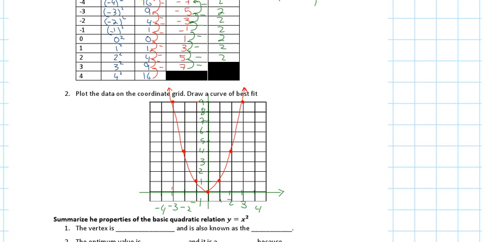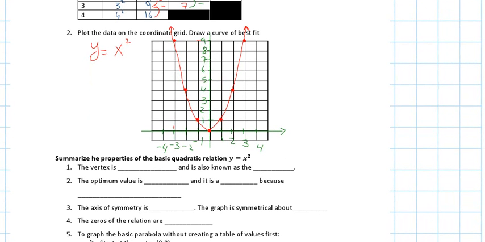Okay? So let's look at the properties of this y equal x squared graph. Where is the vertex of this graph? Where is it located? Vertex is a point. So it's going to be at 0, 0, no? Which we also call the origin.